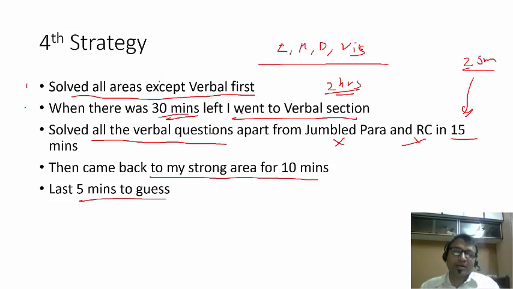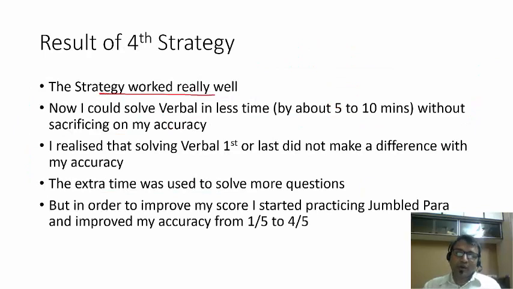So this was the strategy I formulated, the fourth strategy. The strategy worked really well. Because I saved around 5 to 10 minutes on my verbal, that helped me score more in the other sections. So overall my scores improved. I also realized that solving verbal first or last did not make a difference because my accuracy was the same, and I could solve more questions because of the extra time.